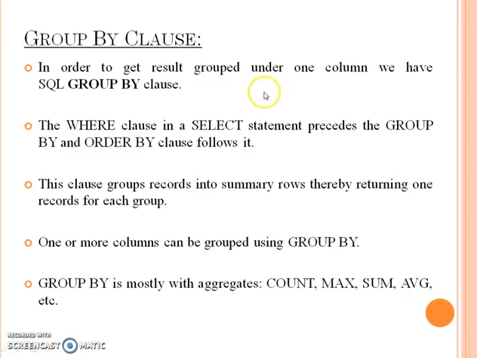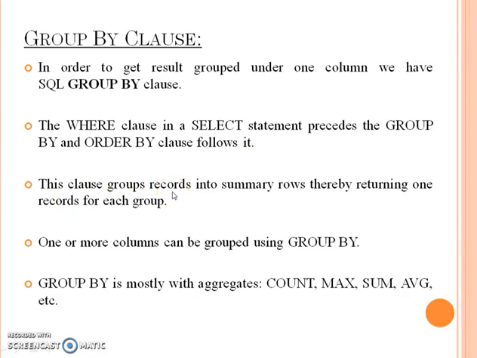In order to get a result grouped under one column, we have a group by clause in SQL. We know that for a select statement, to give a condition, we have a where clause. The group by clause comes after the where clause and before the order by clause. For a better understanding of this statement, we will try an example, but first, let's understand the theoretical part.